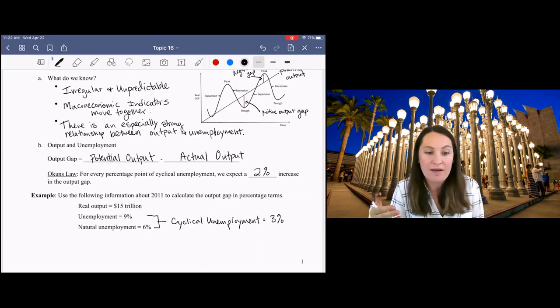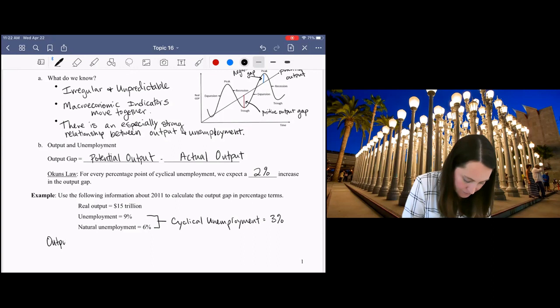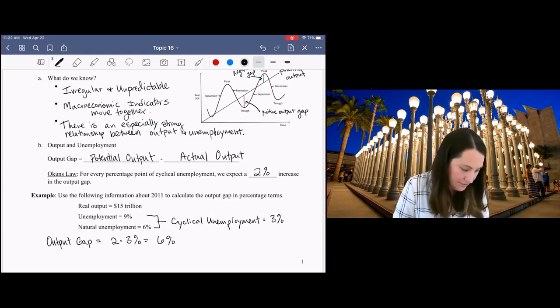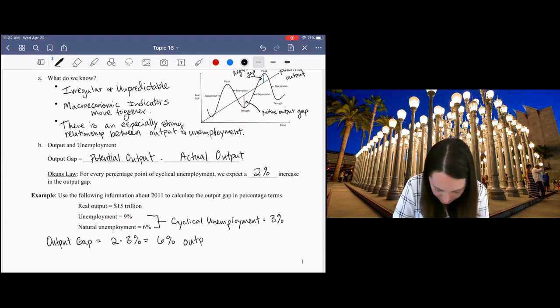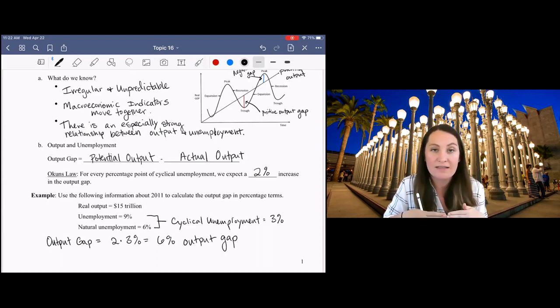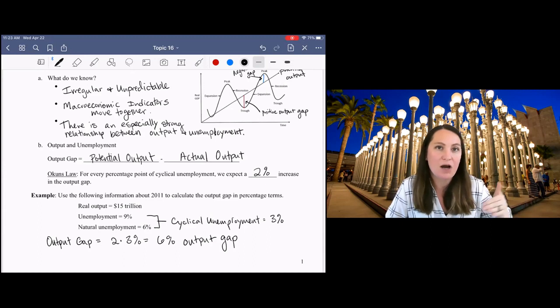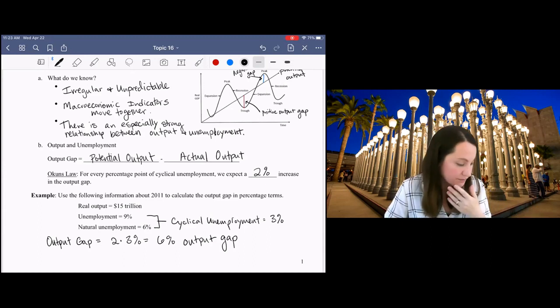All right, so now how do we calculate our output gap? Our output gap is going to be 2 times our cyclical unemployment, so that gives me a 6% output gap. That means the economy was perhaps operating at a level 6% below potential output. And if we know that real GDP at that time was about $15 trillion, then we can back out the size in dollars of the output gap. How much are we missing from our long-run growth potential?